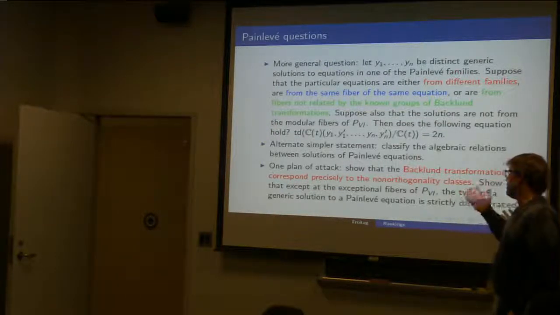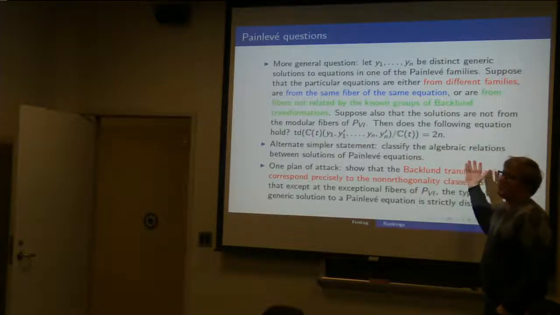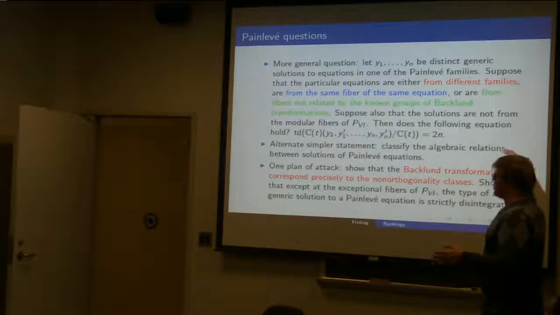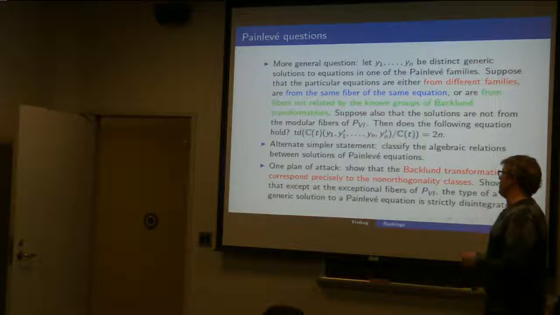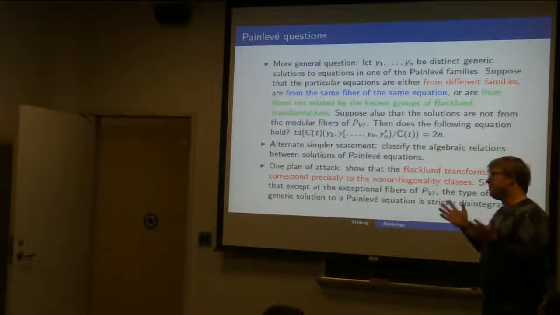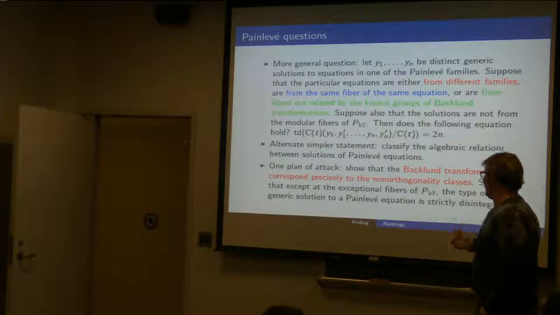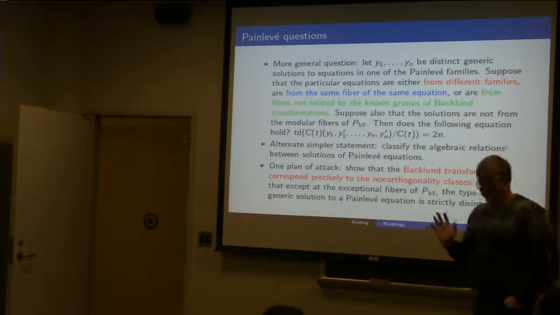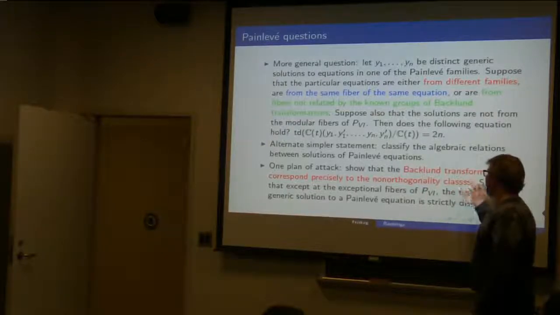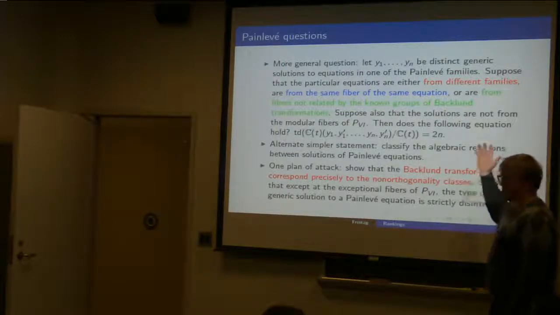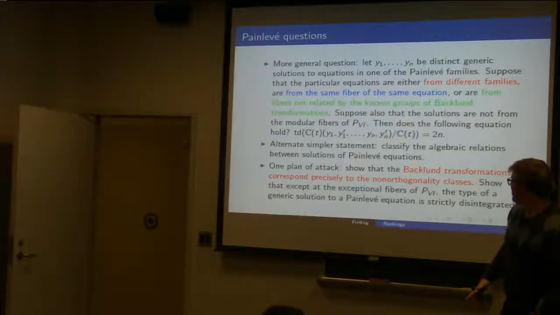Okay, and so let me just say here's an alternate, simpler, but much less informed idea. If you don't understand it, this could be very naive to say, but we think we have some understanding. The idea is basically this: classify the algebraic relations that might occur between solutions of Painlevé equations in general. And by that, you mean differential algebraic? Yeah, by that we mean differential algebraic. One plan of attack is to show that the Bäcklund transformations essentially do this. And that's the plan of attack that I've suggested.